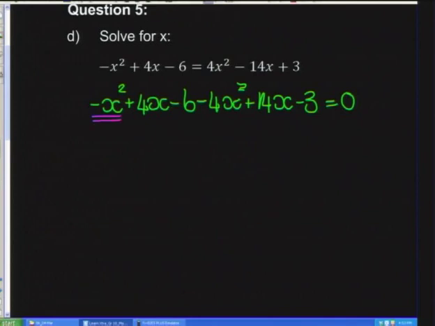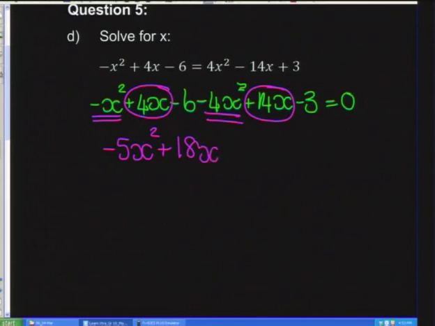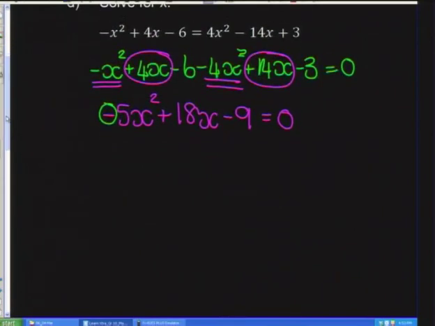So I've got negative x squared minus 4x squared, which is going to give us negative 5x squared. I'm going to have a 4x and a 14x, which is going to give us 18x. And negative 3 minus 6 is minus 9, which is equal to 0. Okay. All right, guys. This over here we don't like. We do not like a negative in the first term over there. And because it's equal to 0, we are allowed to get rid of it.